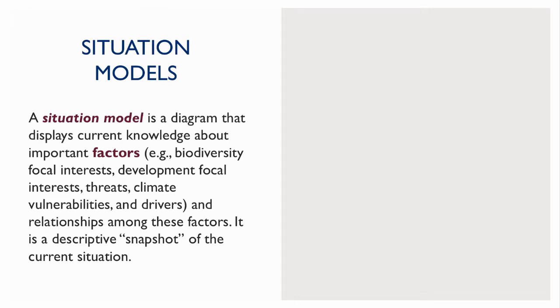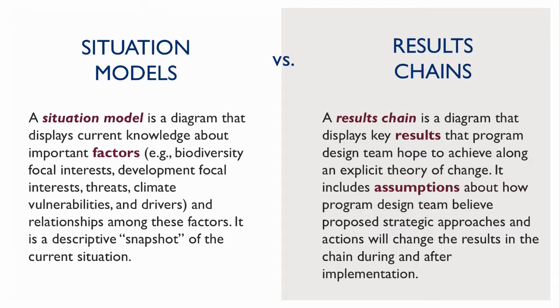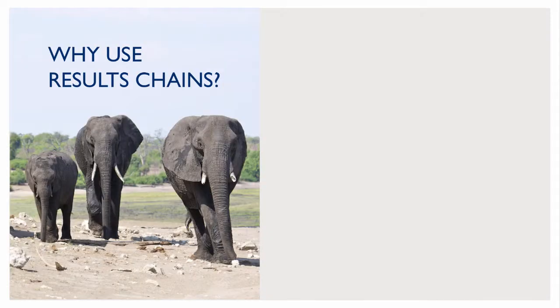A situation model helps you to identify potential strategic approaches and the chain of factors the strategic approach should address. A results chain converts those situation model factors into desired results and typically includes additional results. Situation models represent the current situation, and results chains represent the desired or expected results if the program is implemented. Another way of saying this is that one is a problem diagnosis and the other is a prescribed solution.